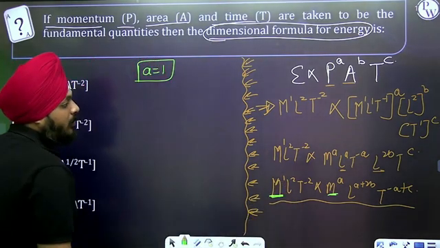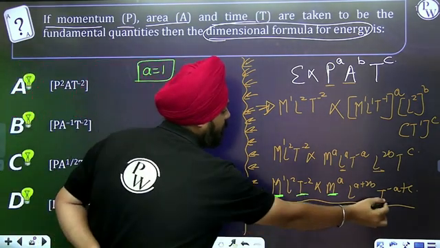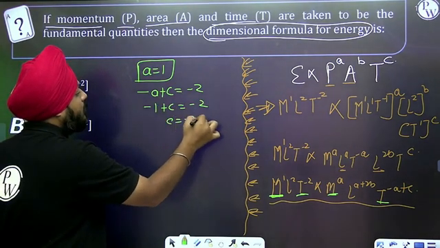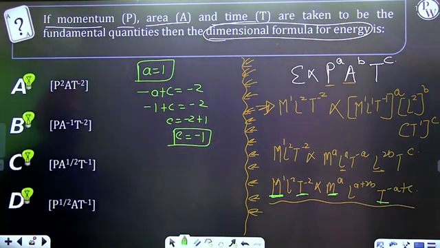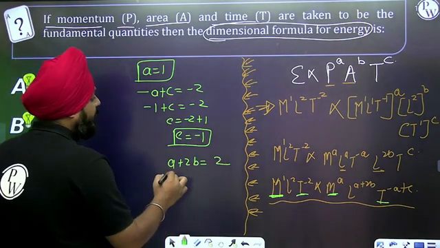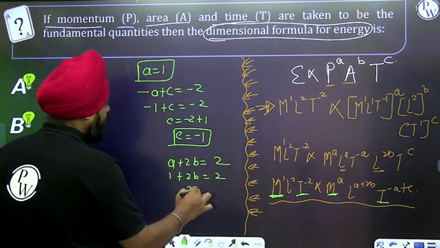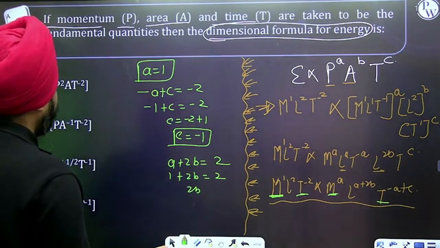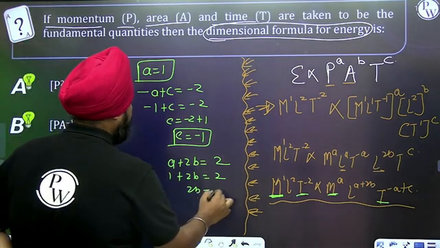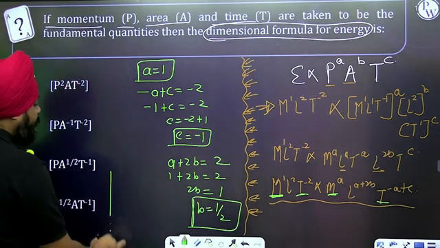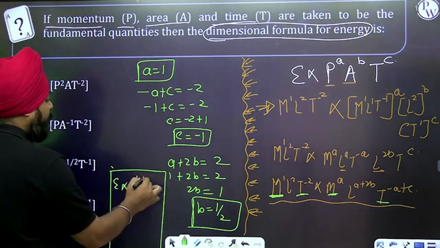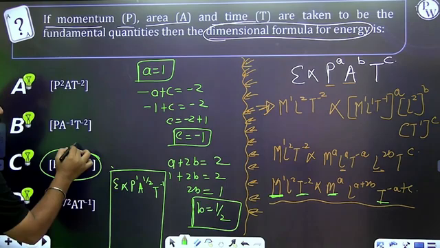If I compare T, minus a plus c is equal to minus 2. a is equal to 1, so c is equal to minus 1. Finally, comparing the dimensions of L, a plus 2b is equal to 2. The value of a is 1, so 2b is equal to 2, and b you are going to get as half. So the final expression is energy is directly proportional to momentum to the power 1, area to the power half, T to the power minus 1. Option C is the perfect answer for this specific question.